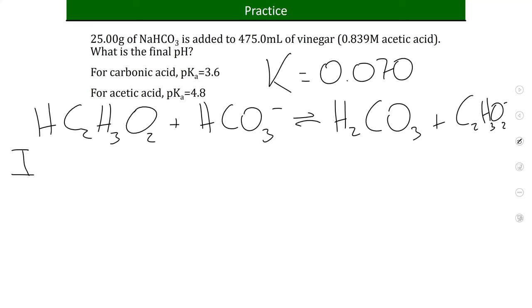See what I mean? Too close to the edge of the slide. What's our initial concentration here for everything? Well, start with acetic acid since that one's easy. Yeah, it's given to us, right? How do we find our initial concentration of hydrogen carbonate? Convert to moles? Yeah, we have to do a molecular weight calculation with the 25 grams here, and then use the 475 milliliters in liters, but we can get to molarity there. That's not too tricky, right?